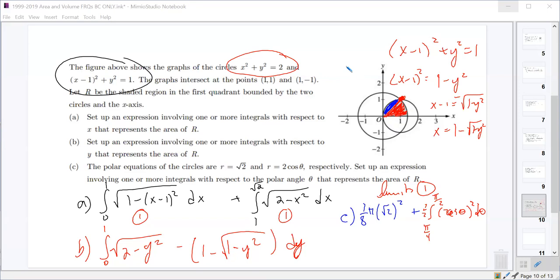And that one was 3 points. Correct limits on the integral was 1, and then an expression for each, one for the outer circle and one for the inner circle, for the larger and the smaller circles, one for each.